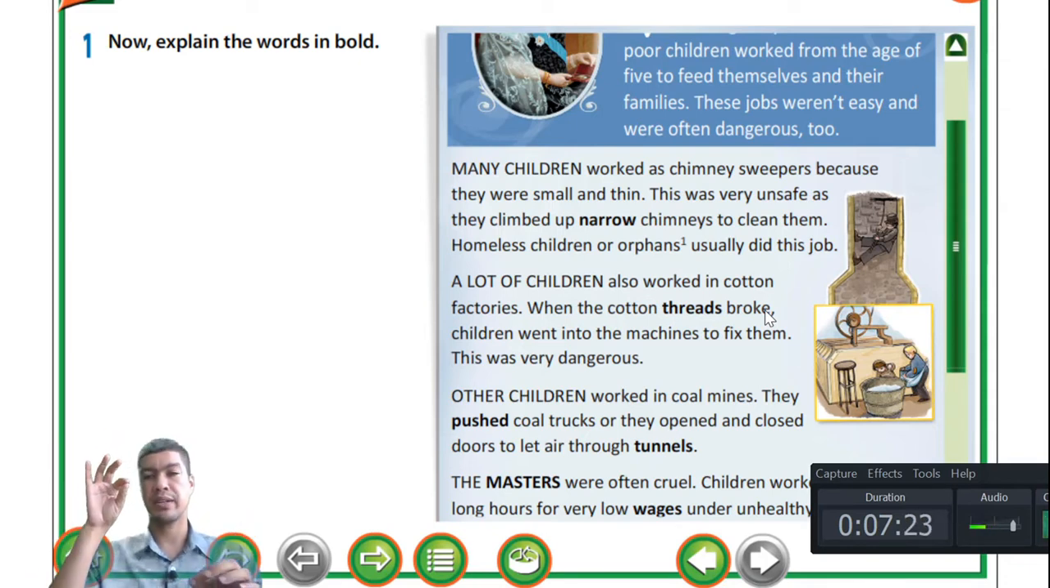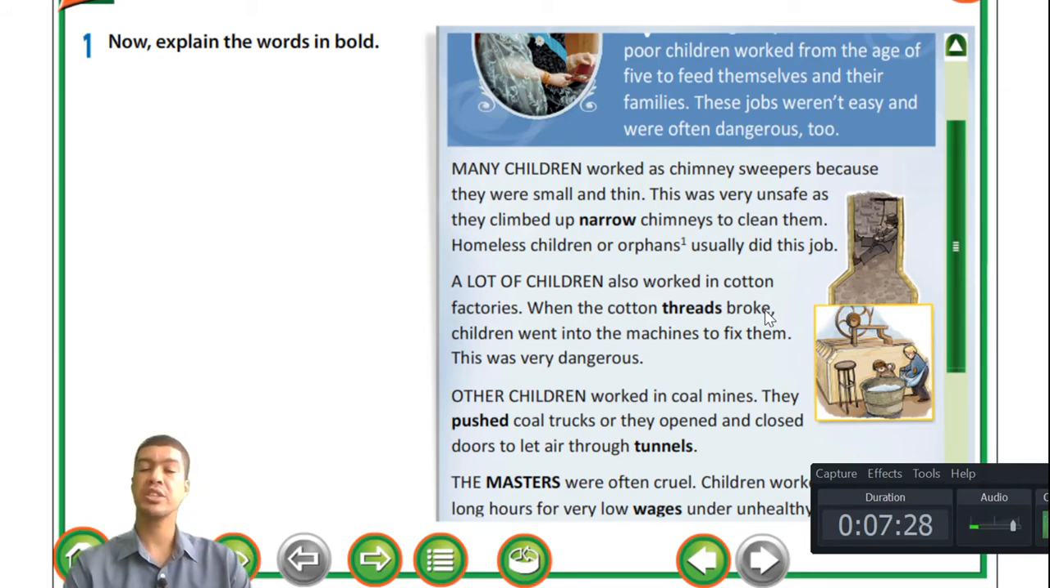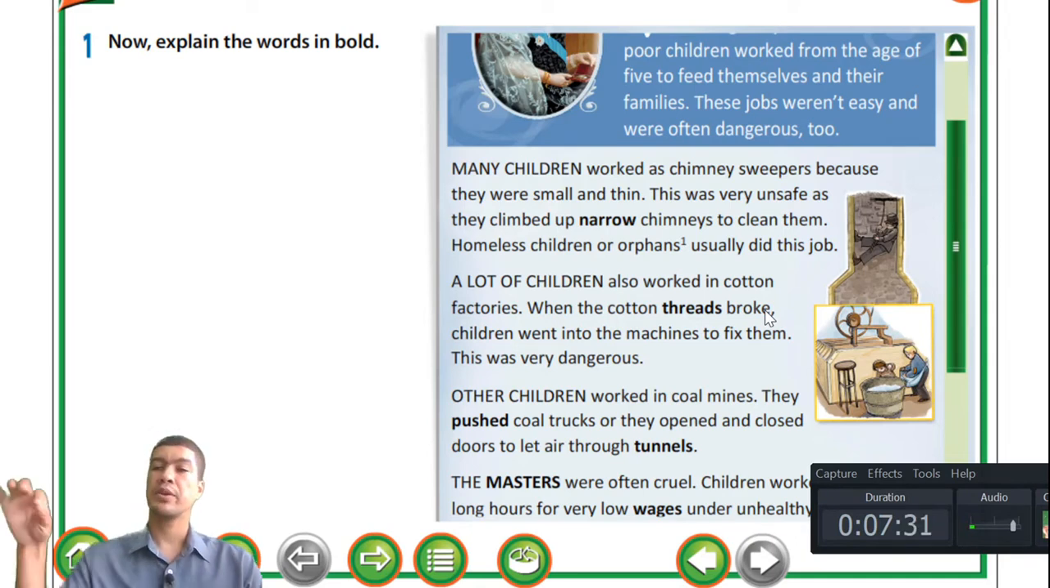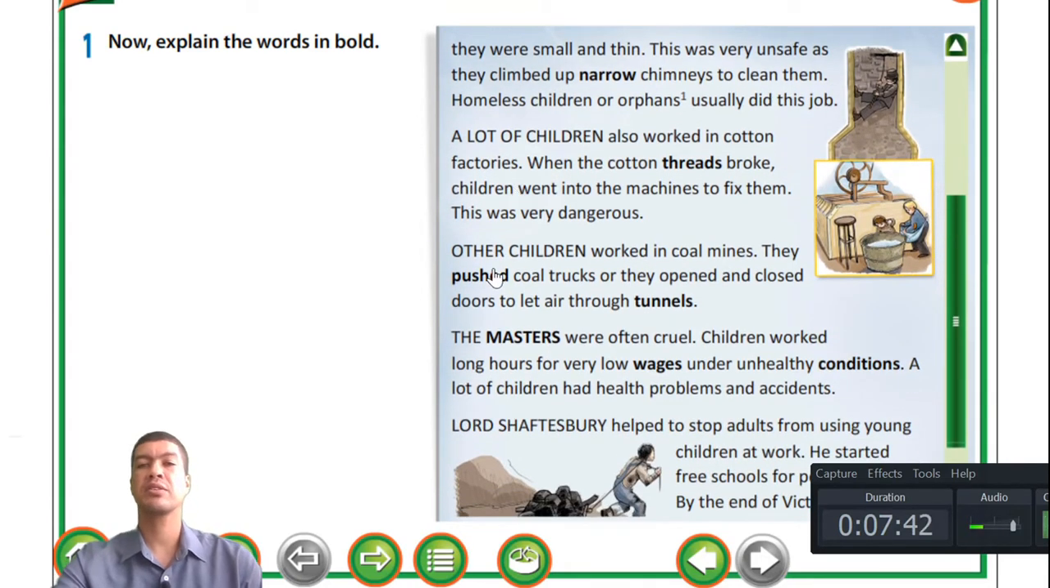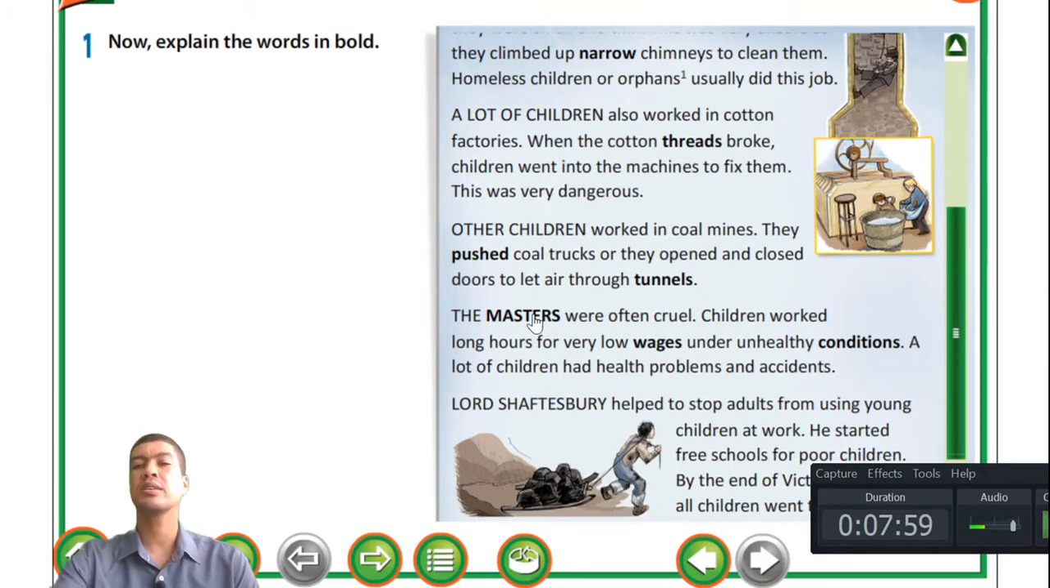That is a thread. If you look at the clothes that you are wearing, at the bottom of your t-shirt or at the bottom of your skirts, you'll notice it's stitched. Now it has been stitched with thread. Right, next, we look at the example push. I don't think I need to explain that, but you guys do know what a wheelbarrow is, and that is something that you put some of your bricks in and you push that. Now in the olden days, they used coal trucks, all right?